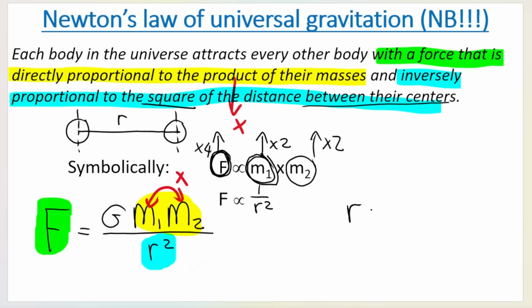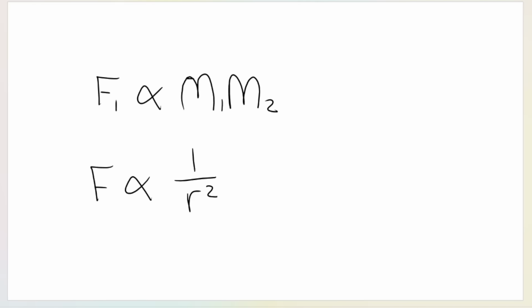So if R gets very big, the force gets small. Or if R gets very small, the force gets very big. And I hope that you guys know that this is just how we represent direct proportion relationships. So the force is directly proportional to the product of the masses. And when we say 1 over, that represents inverse proportion. So the force is inversely proportional to the square of the distance.